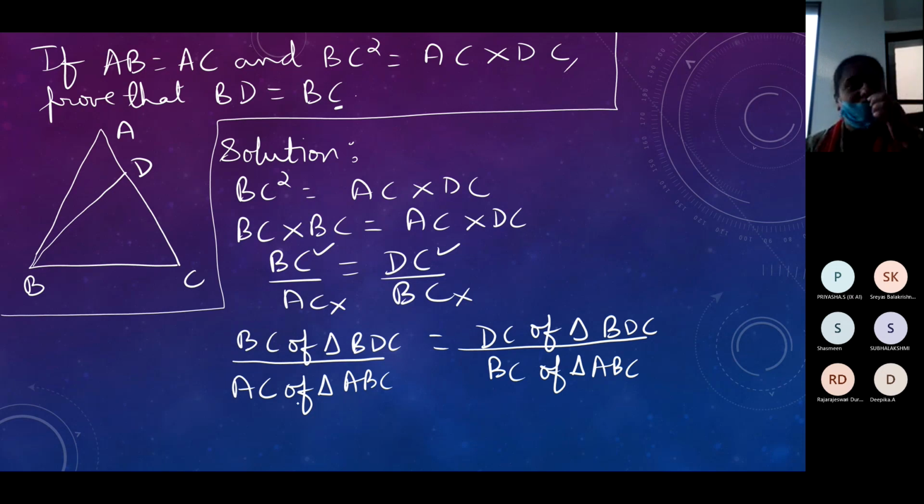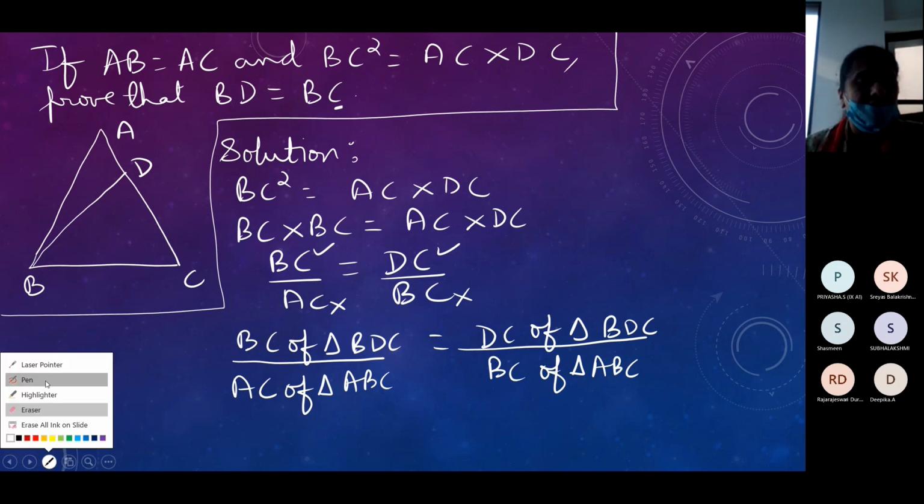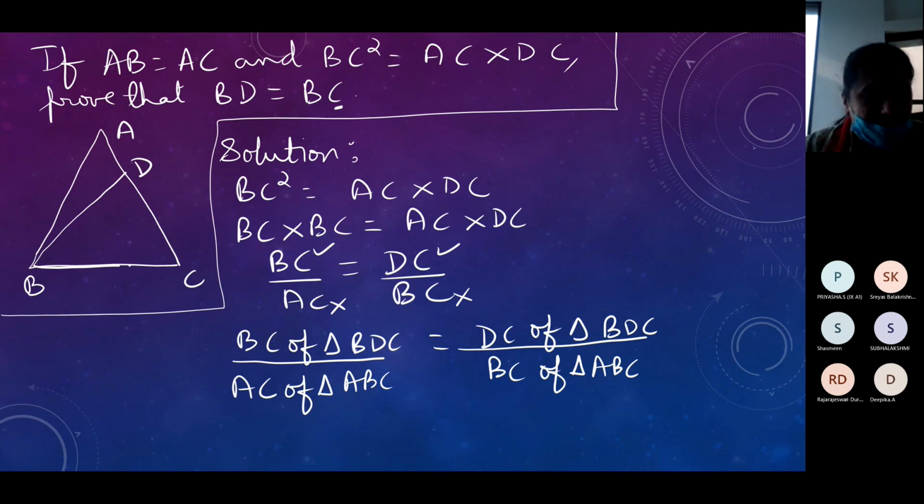Now see, this is a proportion. BC of this triangle by AC of the whole triangle is equal to DC of the small. I'll say small and big. There's one small triangle, one big triangle. So the side BC of the small triangle by the side AC of the big triangle. So which is the included angle? This is the included angle.